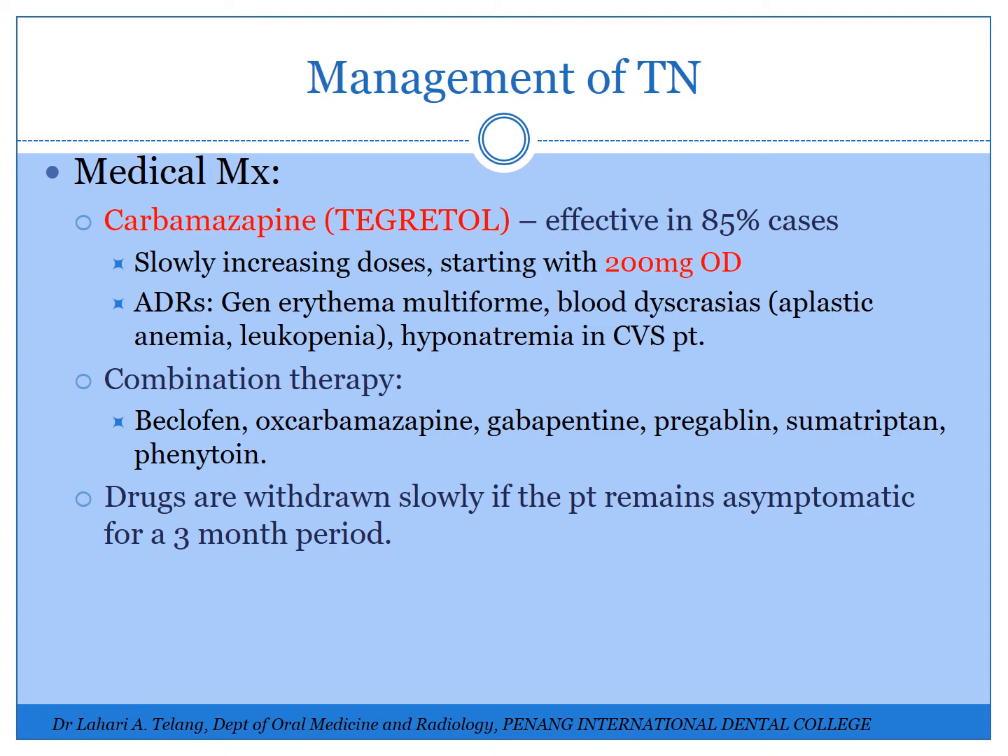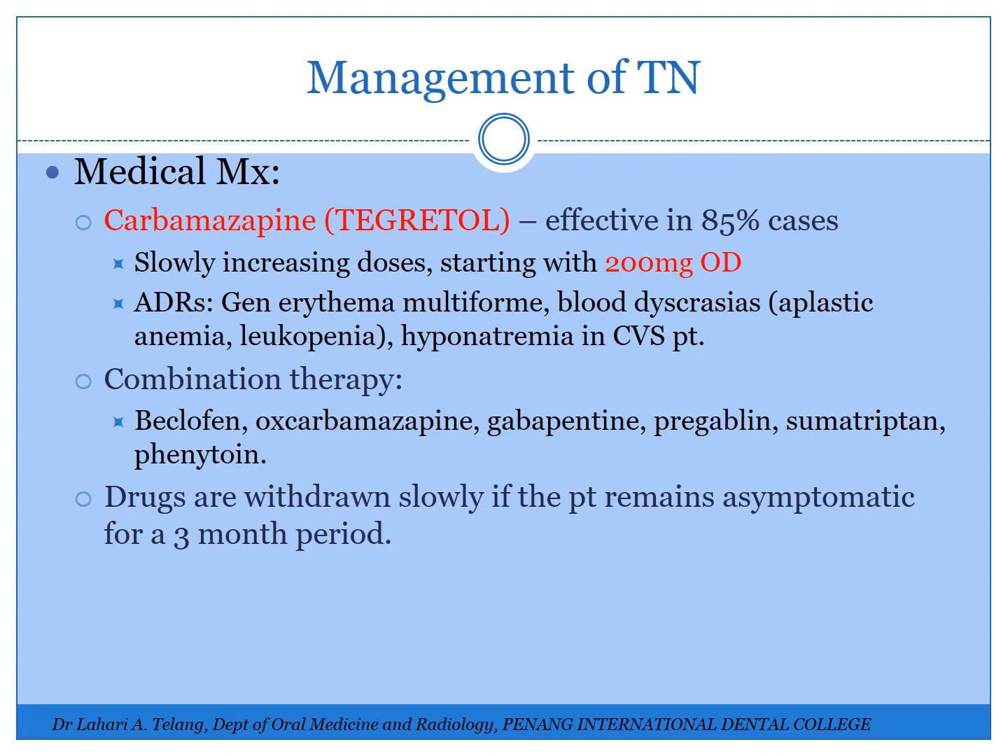Management of trigeminal neuralgia also is quite complex. Generally, medical management is started first, and the classical drug that is used is carbamazepine, with the trade name of Tegretol. It's effective in 85% of the cases. Generally, slowly increasing doses are given, which start off with 100 to 200 milligrams once daily. Of course, this comes with its own set of adverse drug reactions like erythema multiforme, blood dyscrasias, which can include aplastic anemia or leukopenia, and hyponatremia in cardiovascular patients.